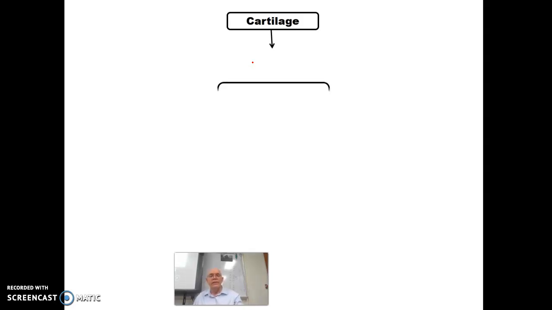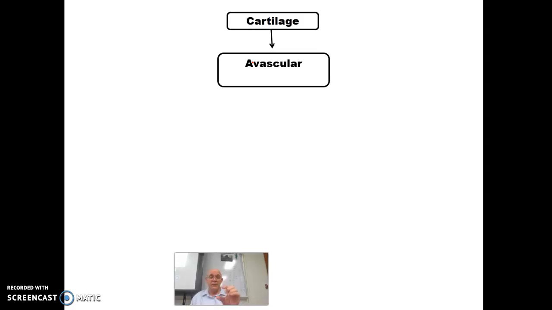All right, cartilage. So cartilage is avascular, okay? Kind of like the dense connective tissue that just has a little bit of blood vessels, cartilage has absolutely 0 blood vessels. Vascular means vessels, A means none, and so they are avascular, or they have no blood vessels.